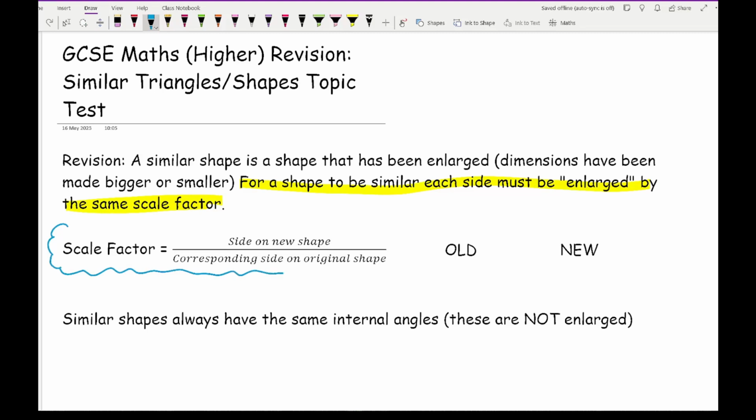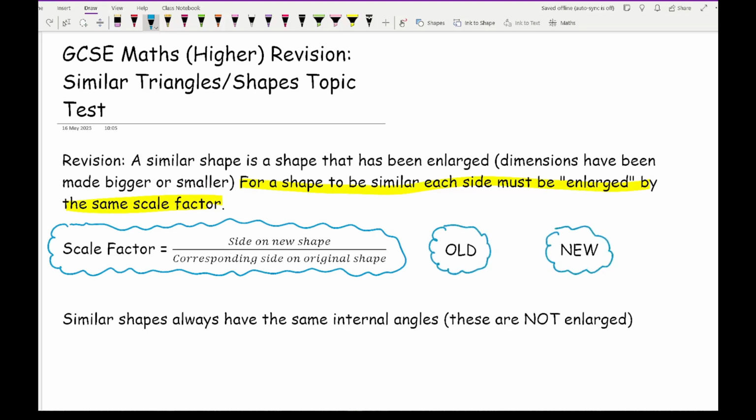You need to make sure you've got the length of each of those sides, and you'll always tend to find that there is one side on both shapes that you know. You might need to change the orientation of one of the shapes, but generally speaking they will always give you one. Once you've got your scale factor, if you're going from your old shape to your new shape, all you need to do is multiply by the scale factor. If you're going from the new shape to the old shape, then you need to divide by the scale factor.